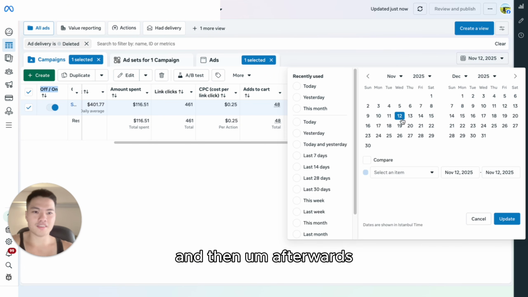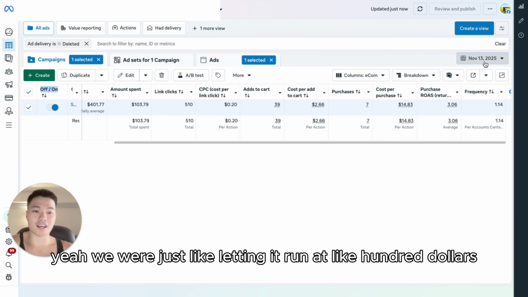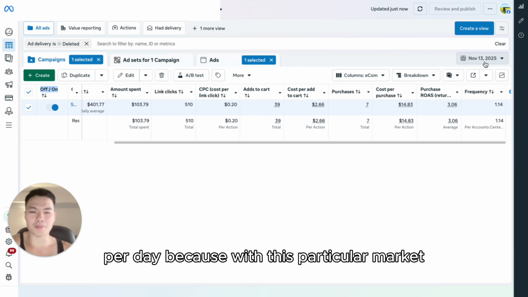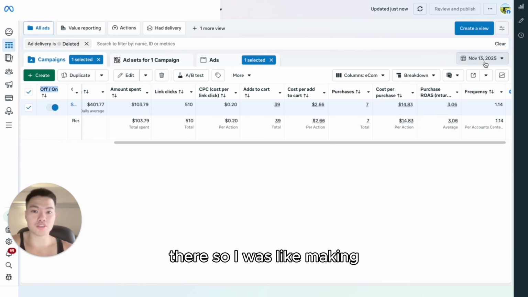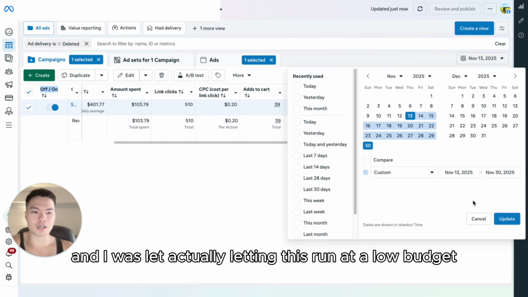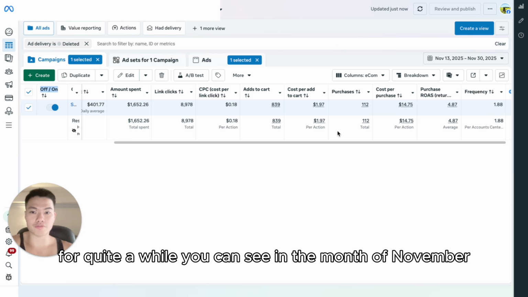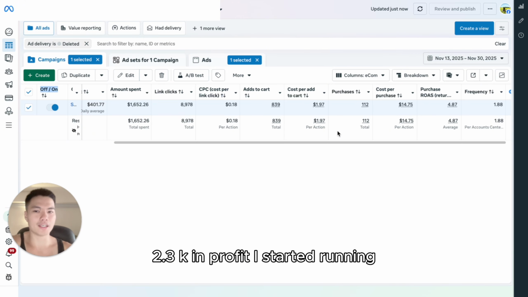Afterwards, we were just letting it run at about $100 per day because with this particular market, I wasn't really sure whether or not my supplier could ship there. So I was making sure that the logistics were good. I was actually letting this run at a low budget for quite a while. In the month of November with this store, I made about 2.3k in profit.